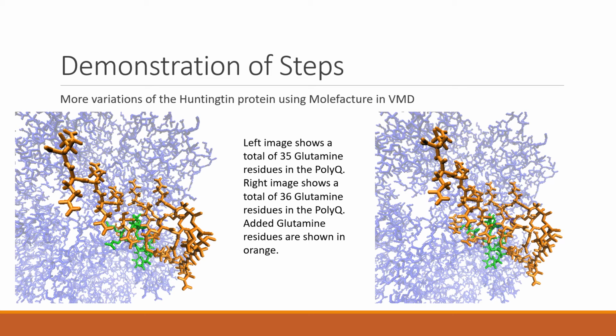On the right, I added one more glutamine residue to the PolyQ tract for a total of 36 residues. And at this point is when the Huntingtin protein becomes mutated and can no longer function correctly, which leads to Huntington's disease. I thought this type of mutation was very interesting and fun to do, and different from the rest of the mutations that we learn about in class, running through the tutorials. So I think adding new residues was a unique way to mutate a molecule.